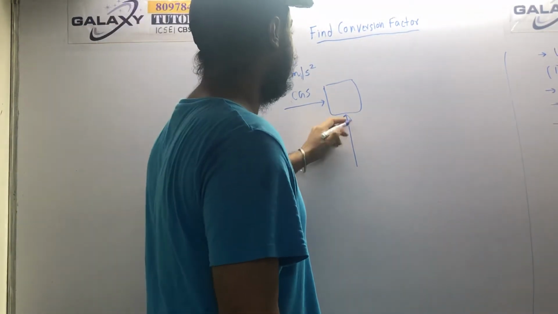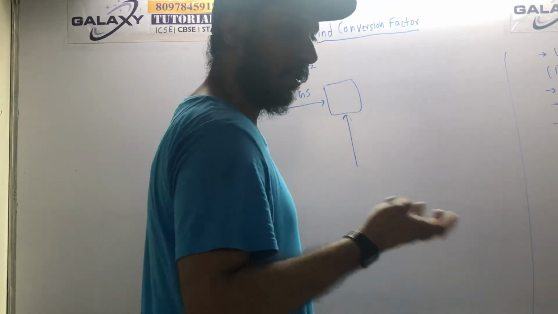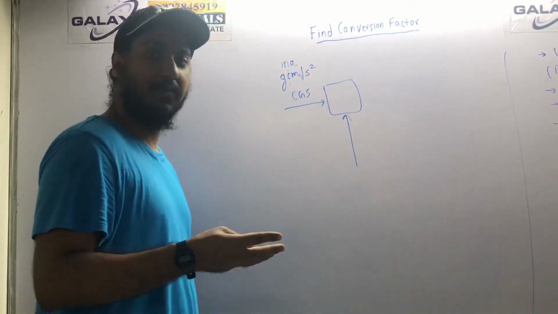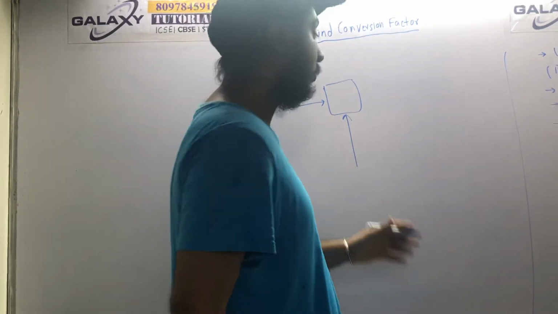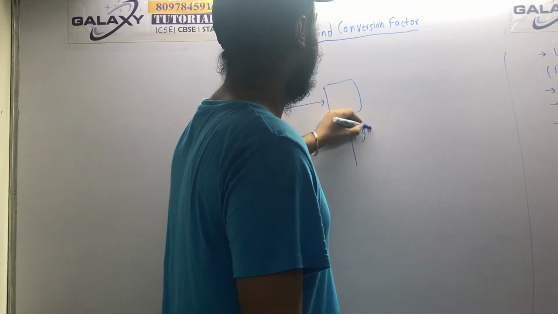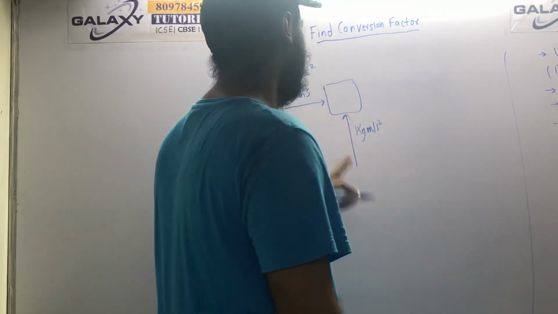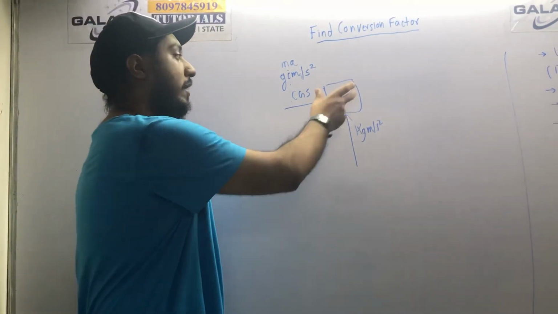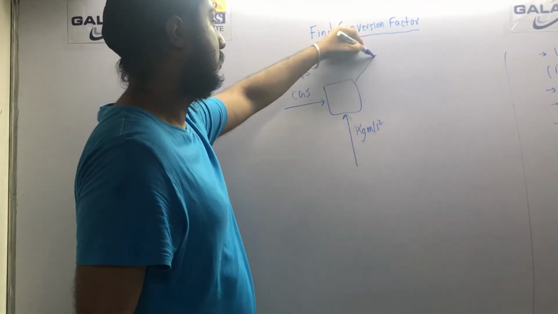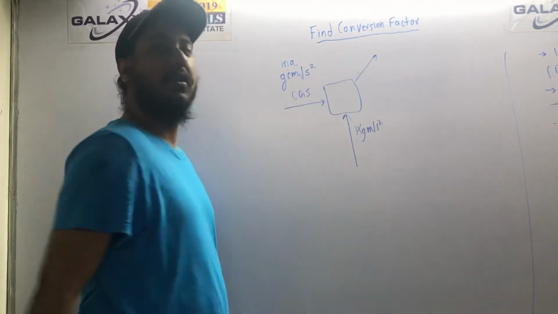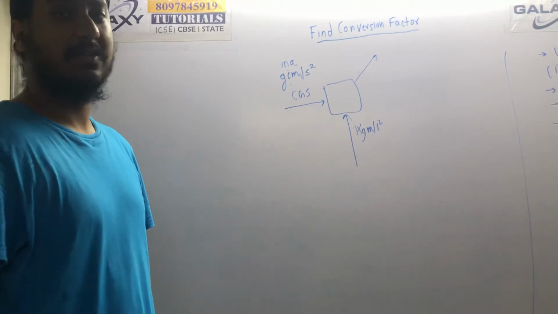And say the other force is given in MKS, the metric system. In that system it will be kg meter per second square. Just assume this for the sake of convenience. If you have to find the resultant of these two forces, there might be a resultant force acting in this direction, and you have to find that resultant force.